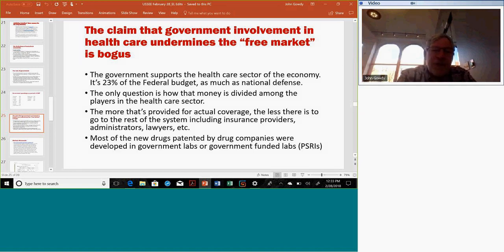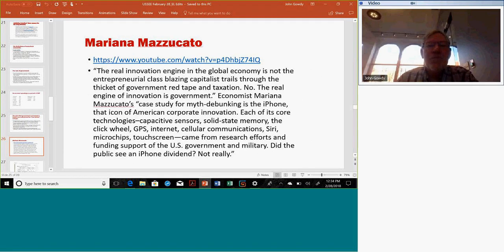And this last thing, most of the new drugs passed by drug companies were developed in government labs or government-funded labs. This is called public sector research institutes. Again, every new drug was developed in government using taxpayer money. This is a study published in the New England Journal of Medicine a few years ago. But yet, the private sector gets research, applies for patents for particular drugs. It's, you know, the surplus value.